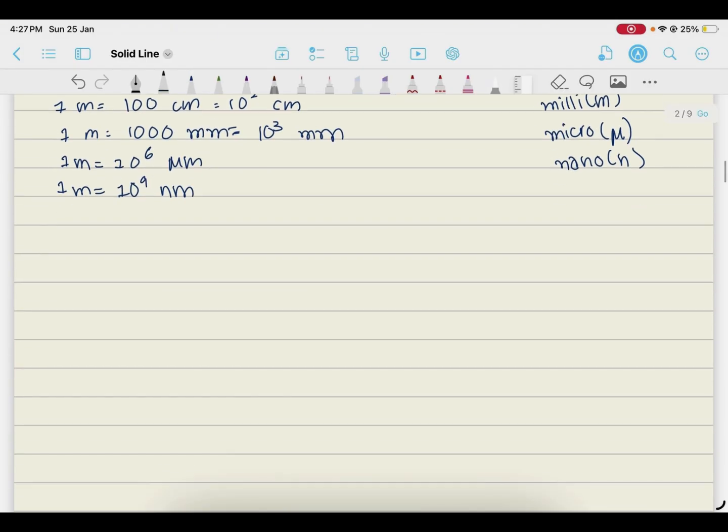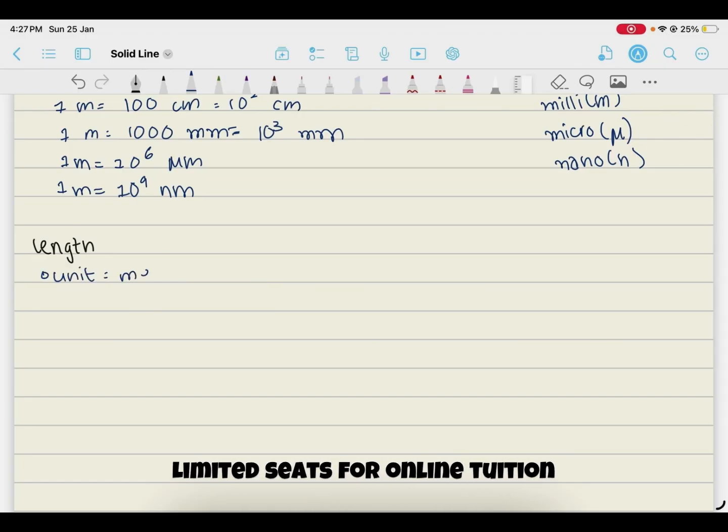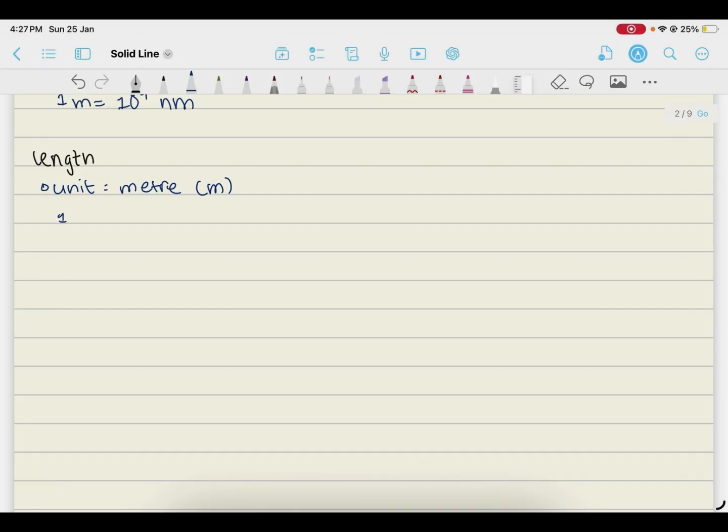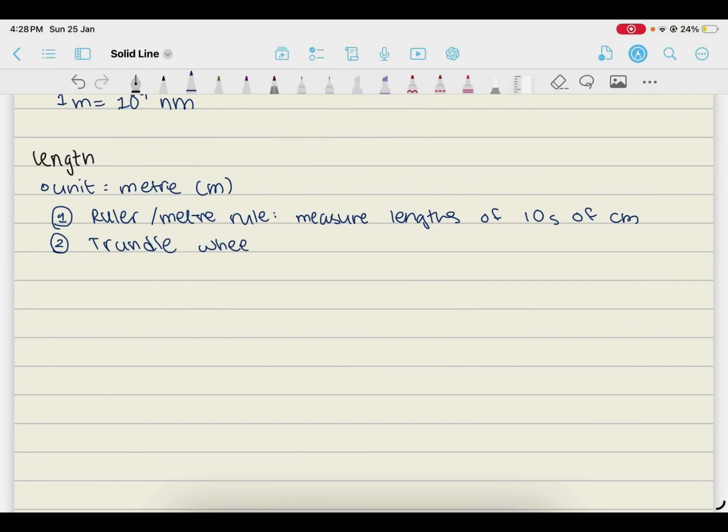Next, we have length. Its unit is meter, represented as m, as we discussed earlier. And its measurement techniques. First, obviously, you can measure from a ruler or meter rule, and it is used to measure lengths of tens of centimeter. Okay? And then we have a measuring wheel, which is used to measure lengths of tens of meter, not centimeter.